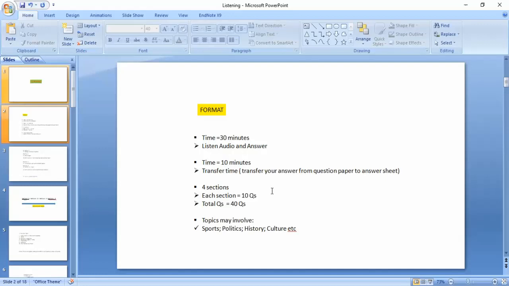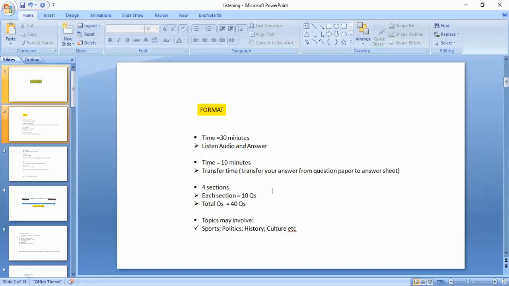After the end of the audio, or after 30 minutes, you'll be given an extra 10 minutes to transfer your answers from the question sheet to the answer sheet. So there is extra 10 minutes transfer time for paper-based test takers, whereas this time is not given to computer-based test takers. Okay? Because in the computer-based IELTS test, you directly write on the computer screen. You don't need to transfer the answers.